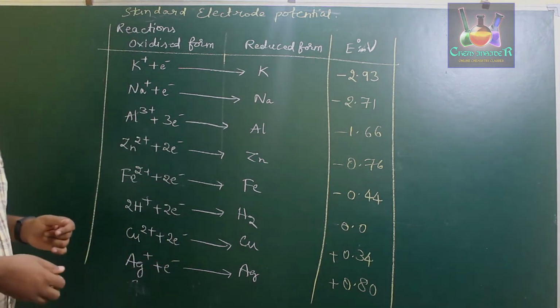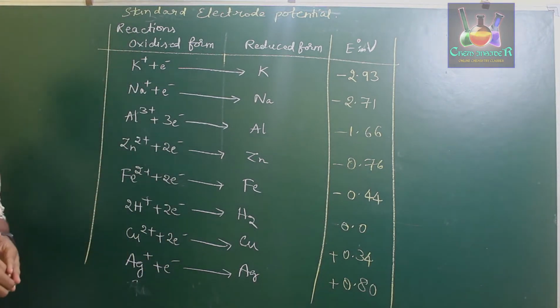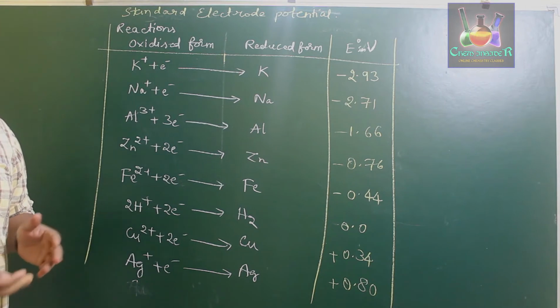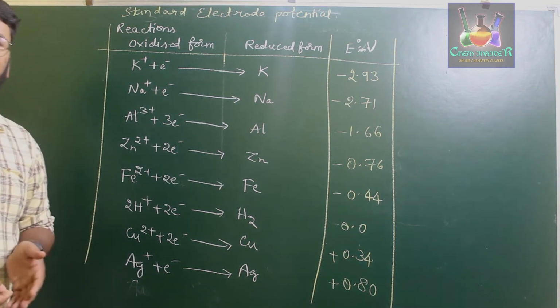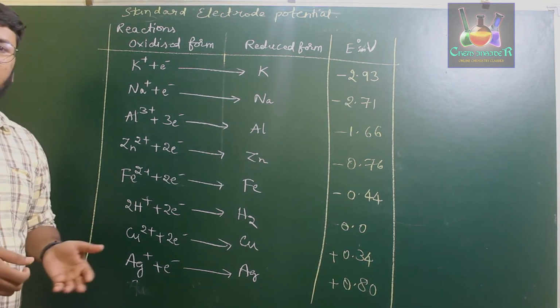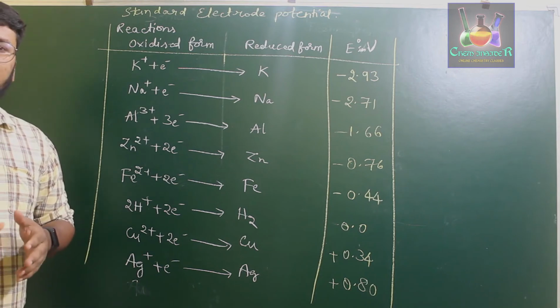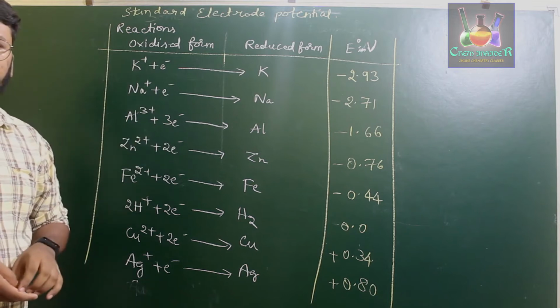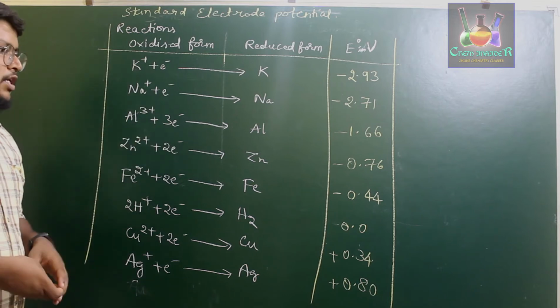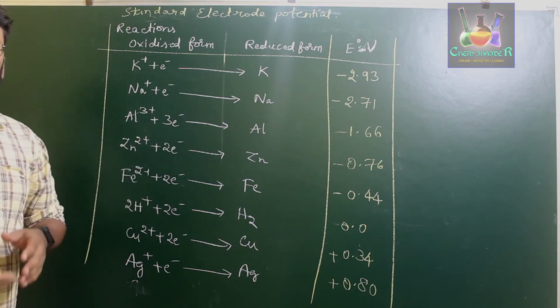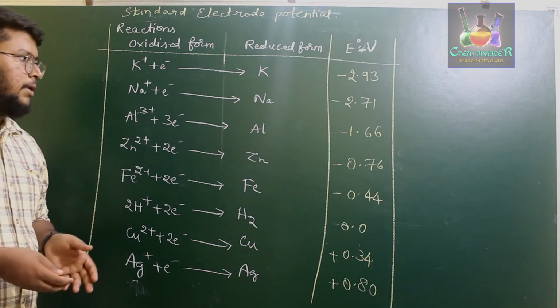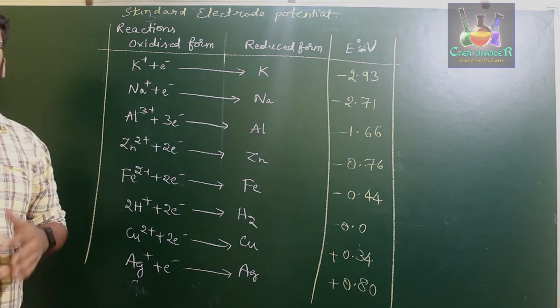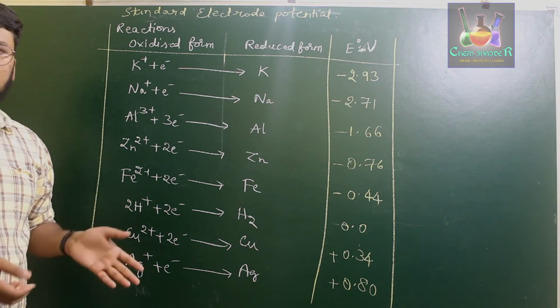Now when you consider certain elements of this particular series, in order to determine whether a particular metal element is stable in oxidized form or in reduced form, we need to find out the respective electrode potential. Once it is found, we can say whether that given element is stable in its reduced form or in its oxidized form.